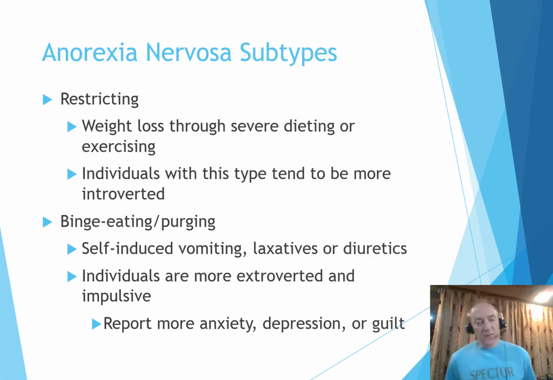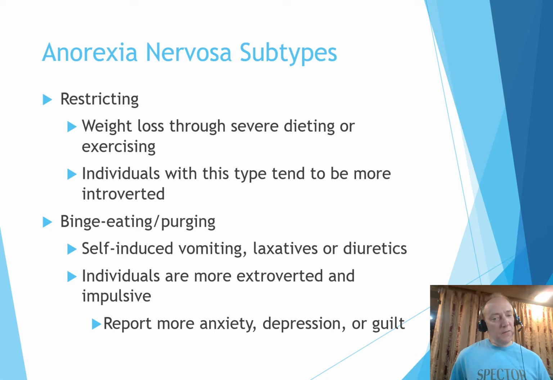Now, in the DSM-5, anorexia nervosa has a couple of subtypes, and this can make things challenging when we talk about the next disorder, bulimia nervosa, because there are some symptoms in common. So the restricting subtype of anorexia nervosa is where the person is losing weight through severe dieting and often excessive exercising when they can. Once you lose so much weight, you sometimes don't even have the energy to move.